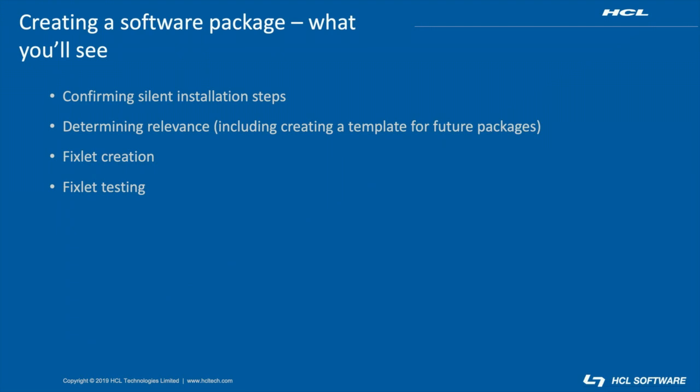I'll create a fixlet to install 7-zip, first by figuring out the command line syntax, then showing how to determine relevance to check if it's installed at or above your desired version. The relevance that we use there will be able to be reused in packages you create in the future. And then next, we'll create and push the fixlet. Let's get into the demo.